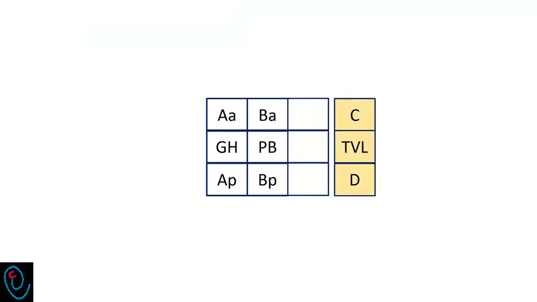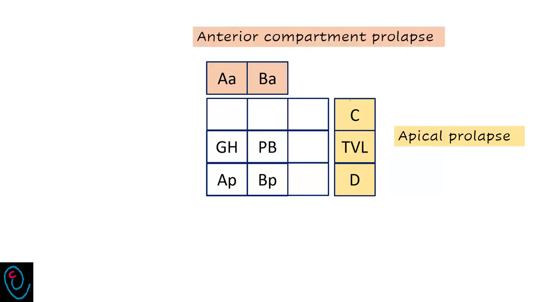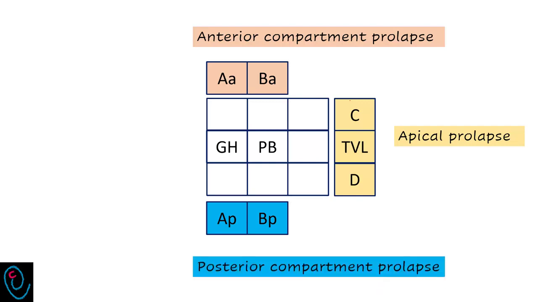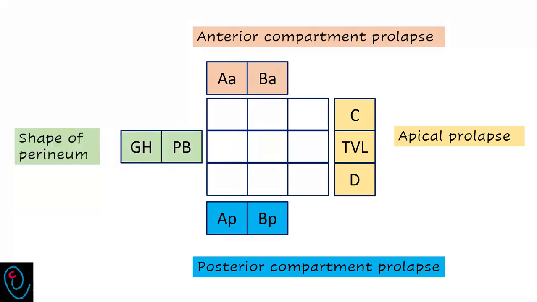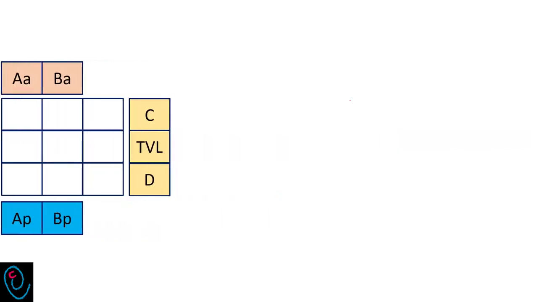These 3 distances assess the stage of apical prolapse. 2 points on the anterior vaginal wall assess the stage of anterior compartment prolapse. Another 2 points on the posterior vaginal wall assess the stage of posterior compartment prolapse. And 2 external measurements assess the shape of the perineum. Let us start with the apical compartment.